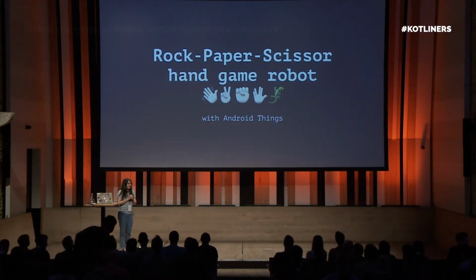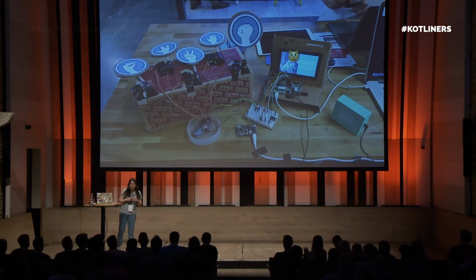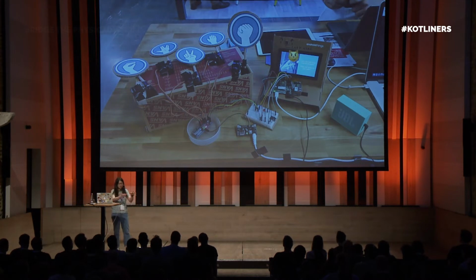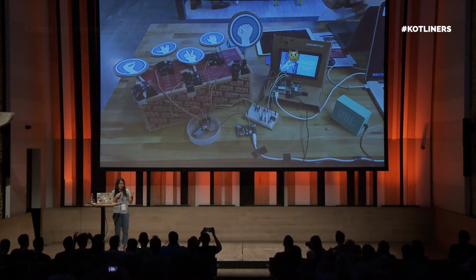So last year, I built something called Rock, Paper, Scissors Hand Game Robot with Android Things. How many of you have ever heard of Android Things? OK. So what does the machinery look like? When I was a child, I always played with myself, because I was the only child, and I always got lonely. I was thinking, can I build a machine to play rock, paper, scissors with me? So I started with Android Things, because I'm an Android developer, and Android Things is quite easy for me to get started.